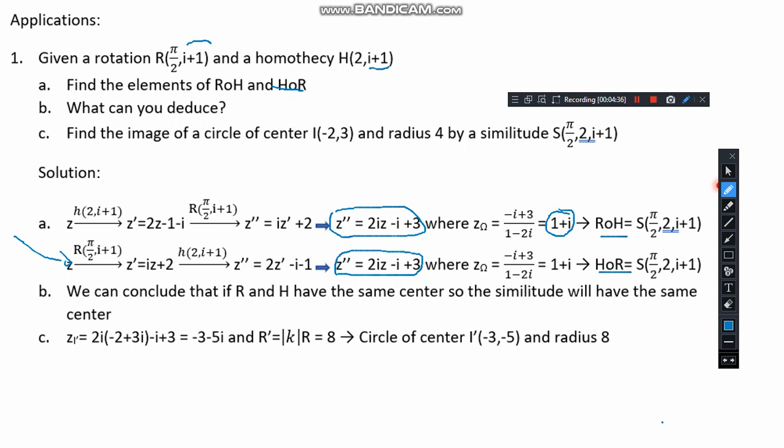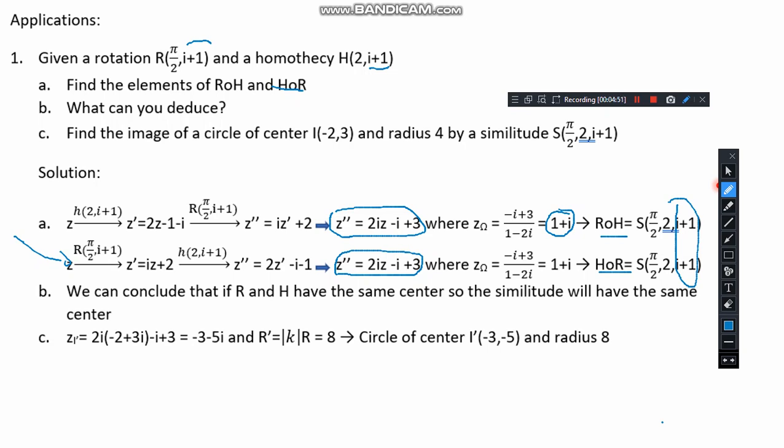You have the similitude of the same center for these two, which is i plus 1 in both. Okay, the same angle and same ratio. So we can conclude that if R and H have the same center, then the similitude will have the same center.